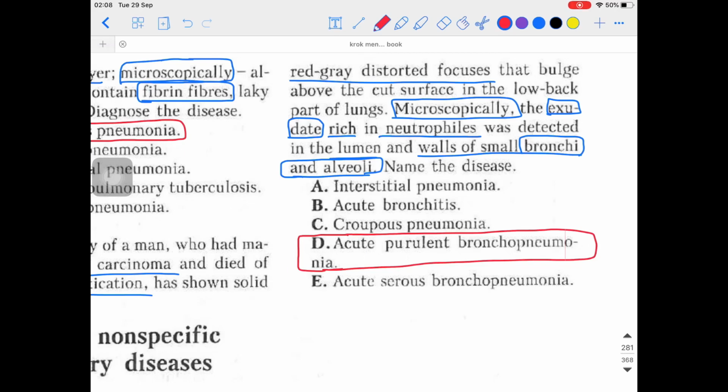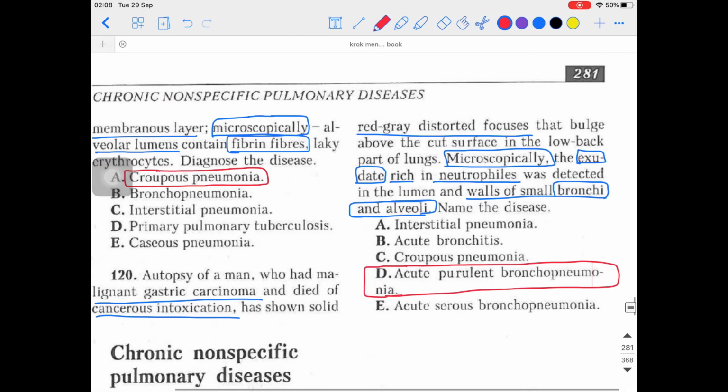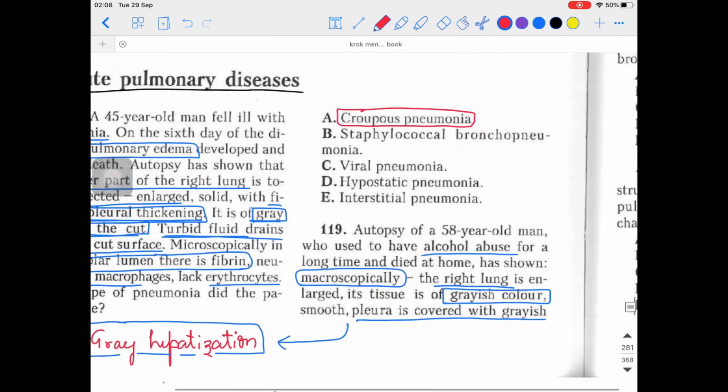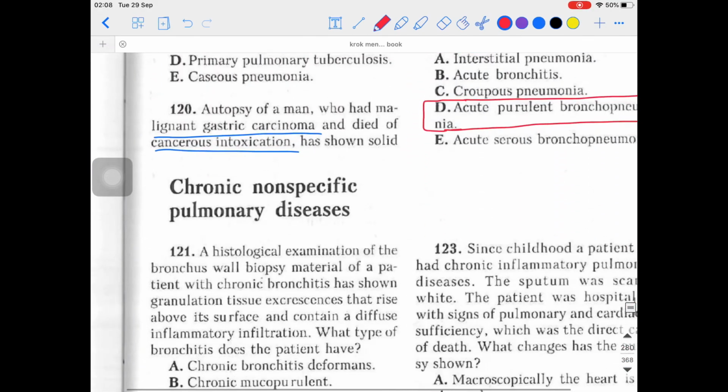So guys, that was the discussion about rheumatism, and after that we talked about acute pulmonary disease as well. In the next question I will try to discuss chronic pulmonary diseases, and with that we will discuss some other topics as well.